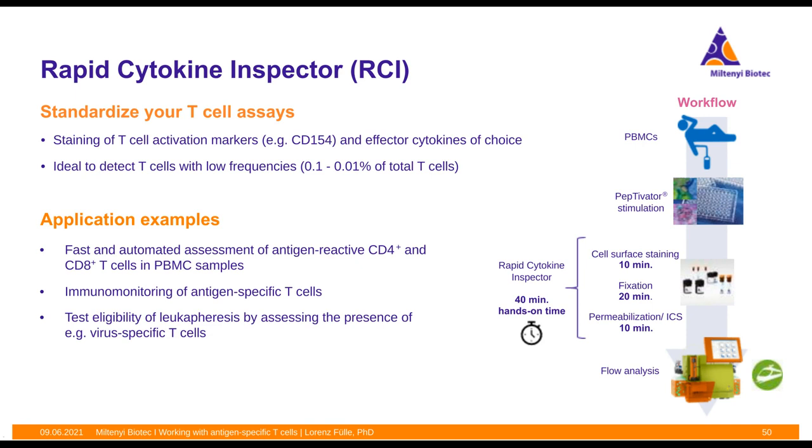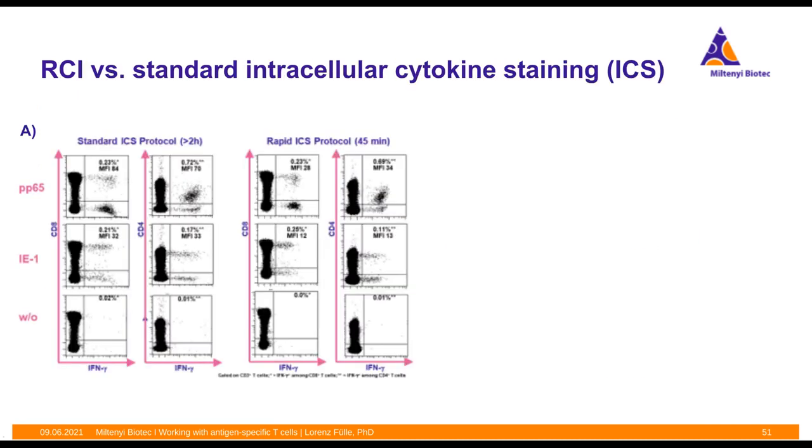So the rapid cytokine inspector could be, for example, used for fast and automated assessment of antigen-reactive CD4 and CD8 positive T cells from PBMC samples. It could also be used for the immunomonitoring of antigen-specific T cells, but also, for example, to test the eligibility of a leukapheresis product by, for example, assessing the presence of, for example, virus-specific T cells.